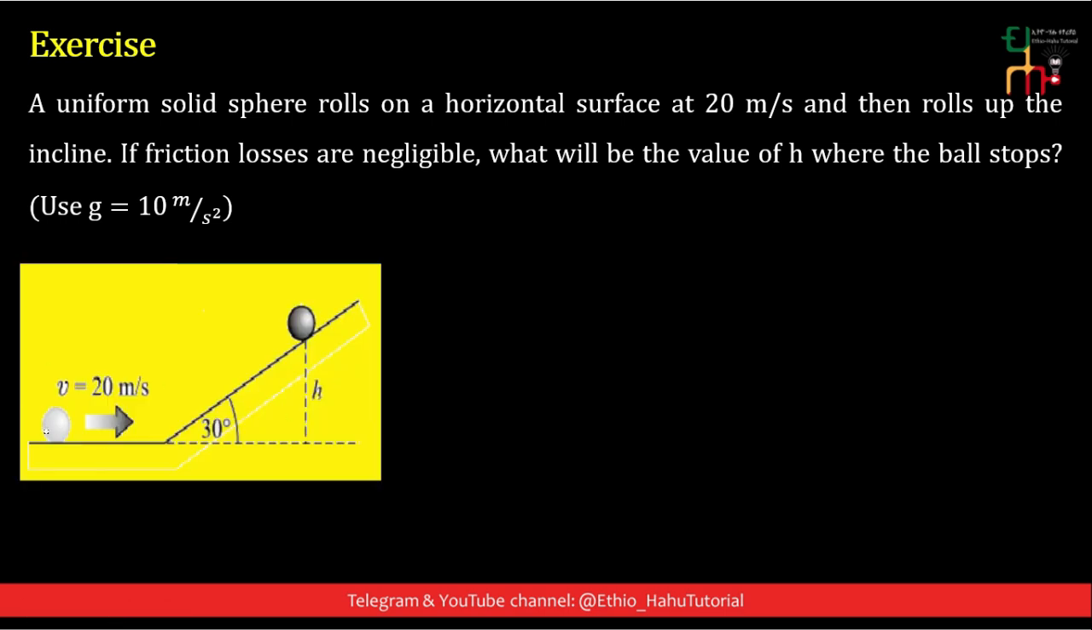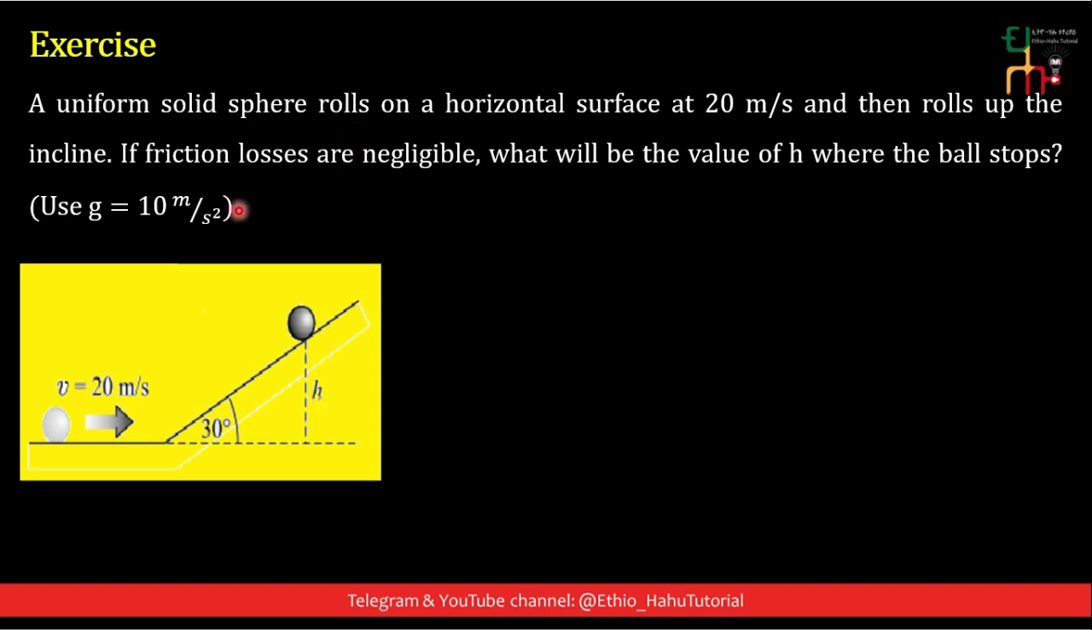This ball is initially moving at a speed of 20 meters per second and rolls up the incline frictionlessly. Therefore, we are going to find this height h. How can we find this height h? To find this height h, we use conservation of mechanical energy.